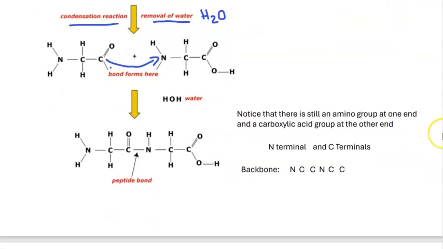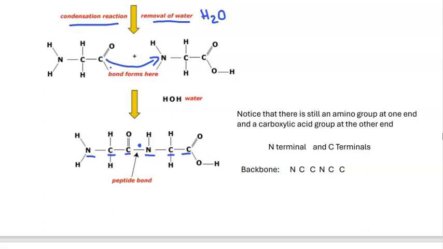When that has occurred, then we have our dipeptide. So if we just look at the sequences, nitrogen, carbon, carbon, that's the first amino acid. Then we have the peptide bond. Then we have nitrogen, carbon, carbon. So that's the second amino acid.